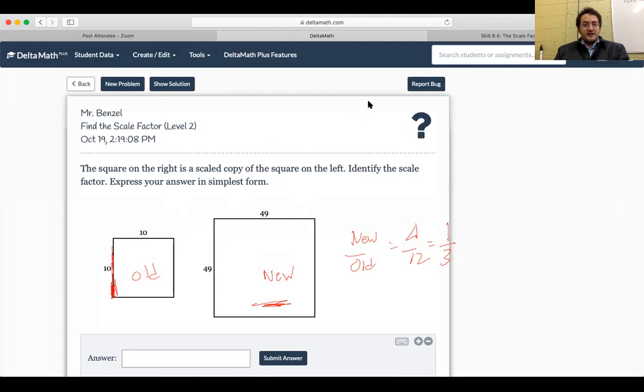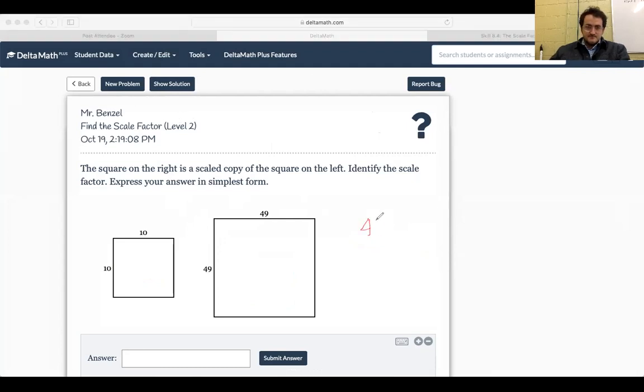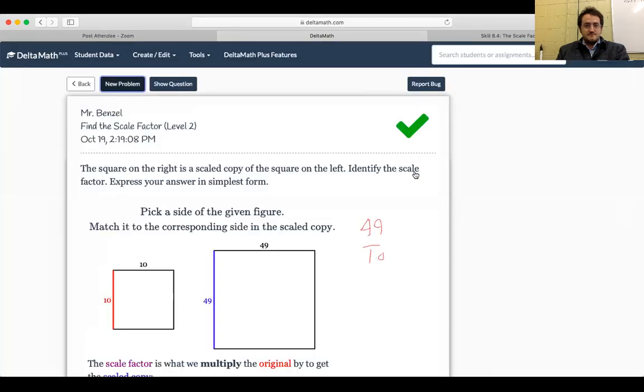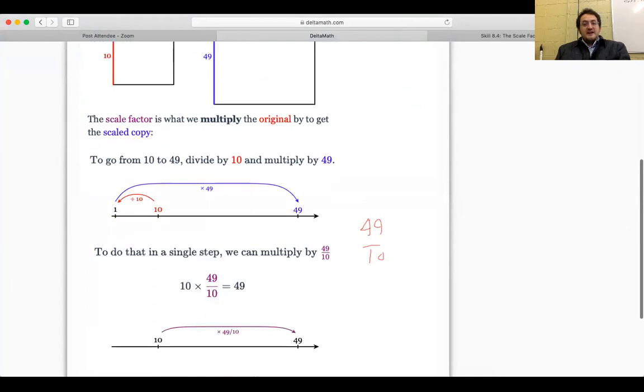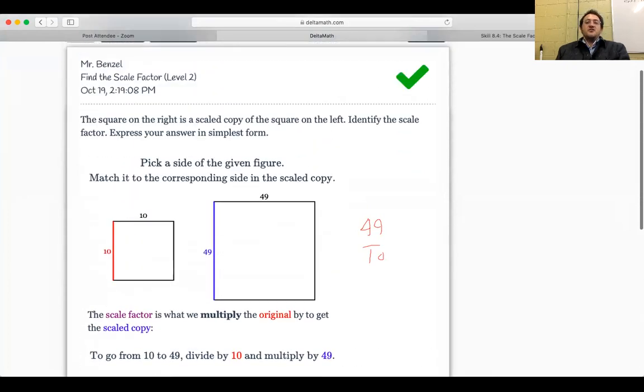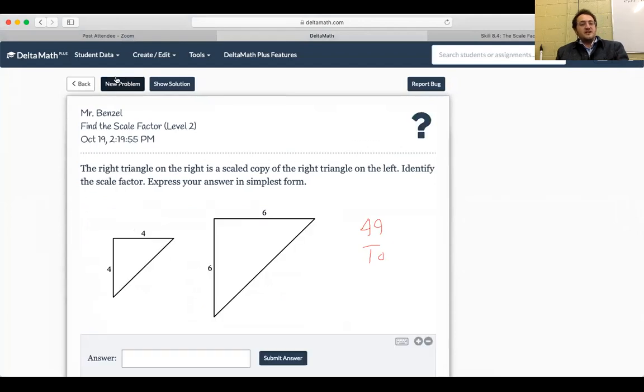This is express your answer in simplest form. Scaled copy. So new is always on the right, old is on the left. And on this one, I would get 49 over 10. And it says express your answer in simplest form. I could actually try and see if it would accept a decimal. This would be like 4.9. And it actually is simplest form, so a decimal is fine. So that's what makes it level 2, to be honest with you.